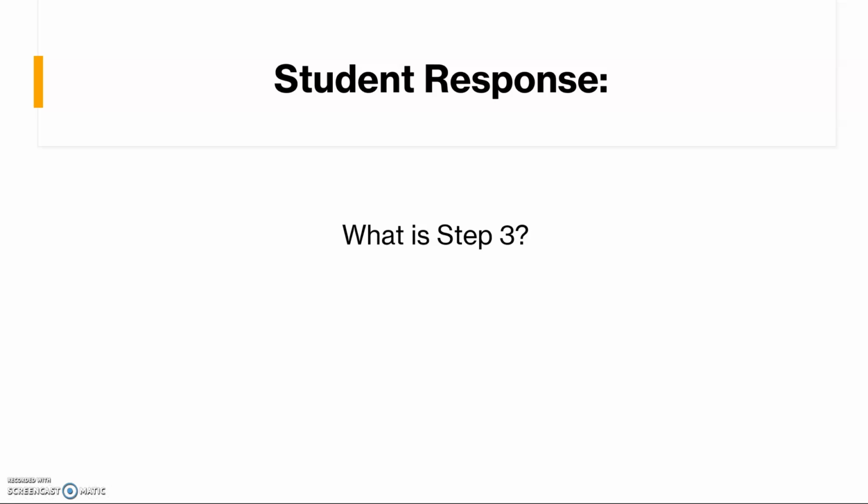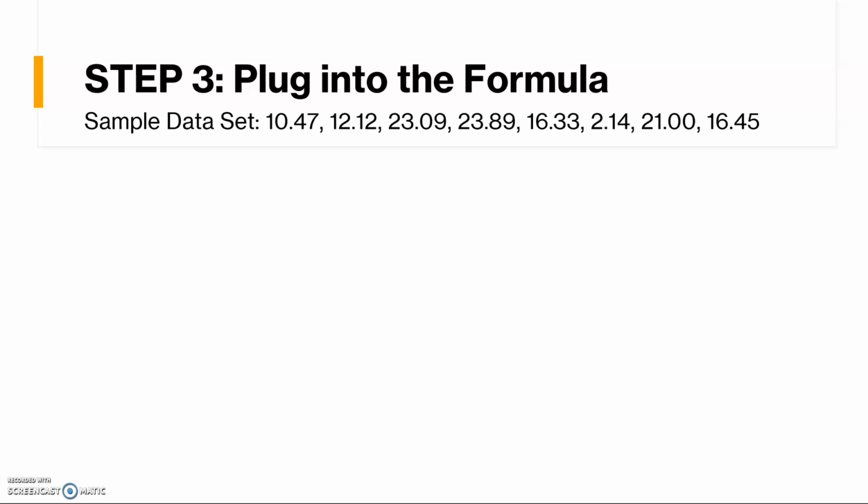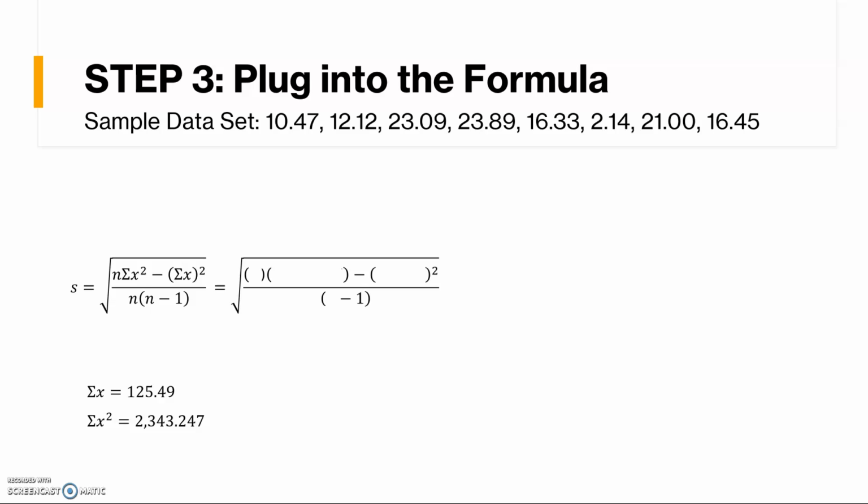What is step 3? Go ahead and calculate this step on your own. Step 3 is to plug into the formula. Okay, now notice I have the summation of x squared. We found that. We have the summation of x. We found that. And we can find what n is. Summation of x was 125.49. The summation of x squared was 2,343.247.